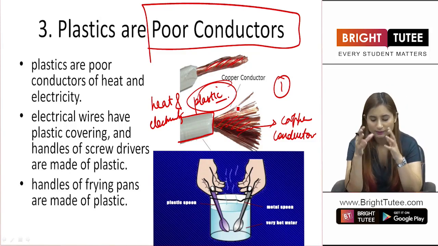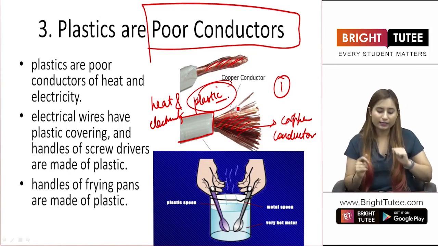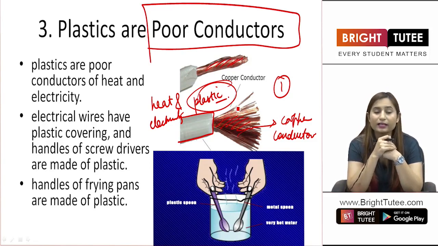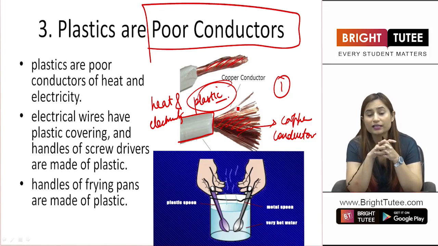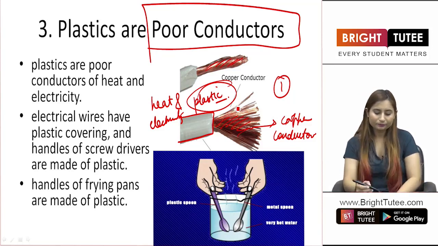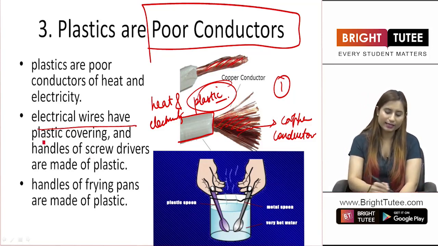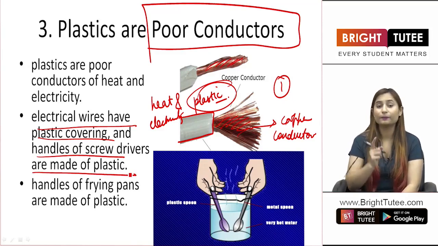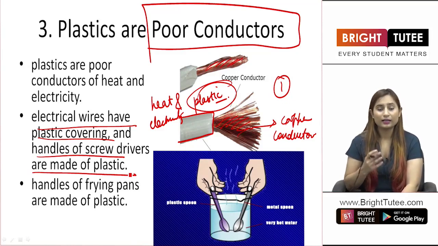of electricity. Now in the case of heat, when you have pans, as I told you, the handles of pans are made up of plastics only. There are screwdrivers which are used for testing electricity. Their handles are made up of plastics so that we can hold the screwdrivers easily, right? So electric wires have plastic covering and handles of screwdrivers are made of plastic so that we do not catch shocks, we do not catch the current.